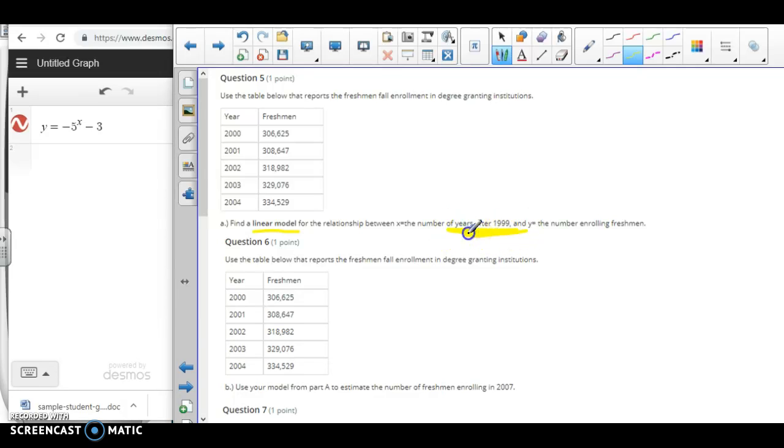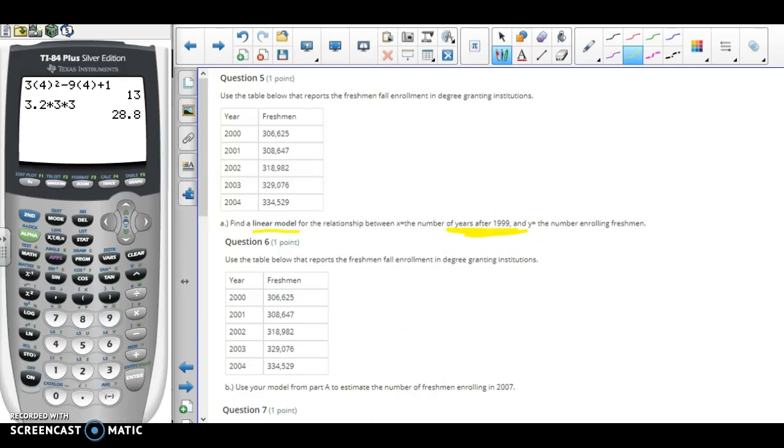Now this is the big important part. This makes it so your numbers are easier to look at. So this is where we use our stat key, okay, and we edit our list and we put our list in here. Now notice that 2000 is really 1 year after 1999. 2002 is really 2 years after 1999, and so on and so forth. So that's how I put this in the table.